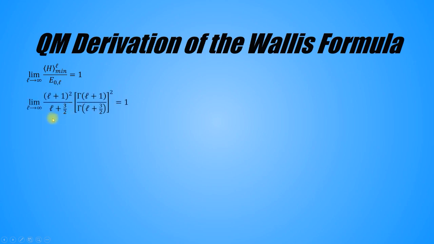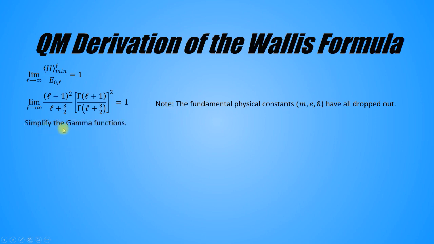Here's what I get when I do that. Notice that all of the fundamental physical constants have canceled out. This goes a long way towards explaining how we can get a purely mathematical result from a physical system. Next, we need to simplify the gamma functions in the brackets here and here. The first one is easy.